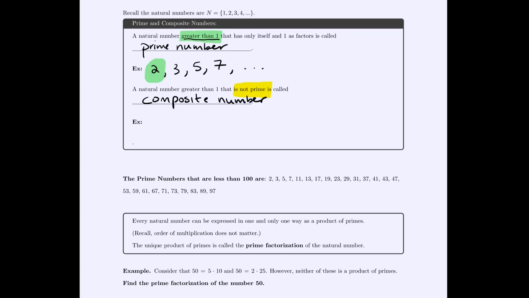So examples of composite numbers are 4, 6, 9, 12, 15. All of these have factors that are different than the number and 1. For instance, 15 is divisible by 3, 5, 1, and 15. Notice it has 4 different natural number factors, whereas a prime number would only have 2 natural number factors, the number and itself.